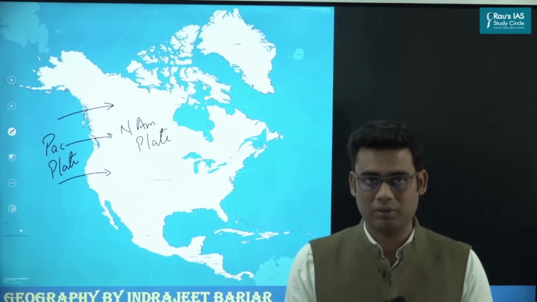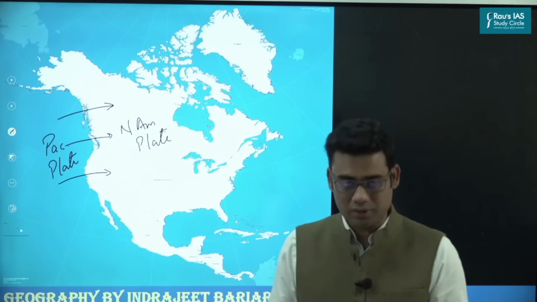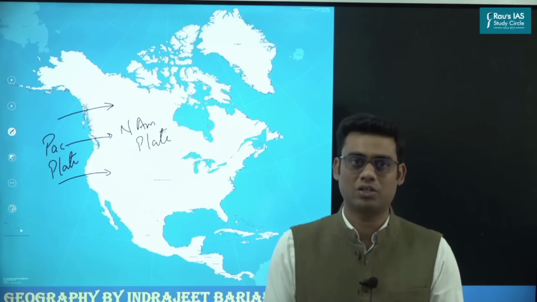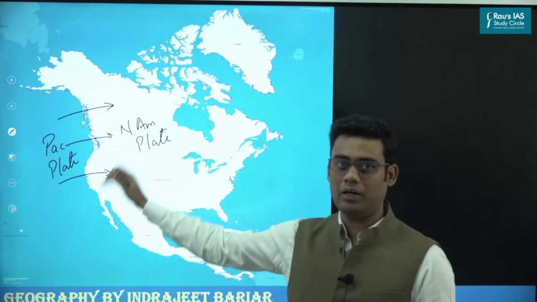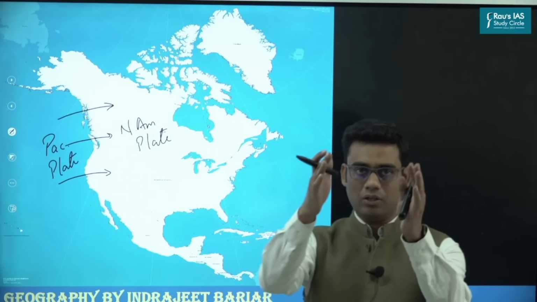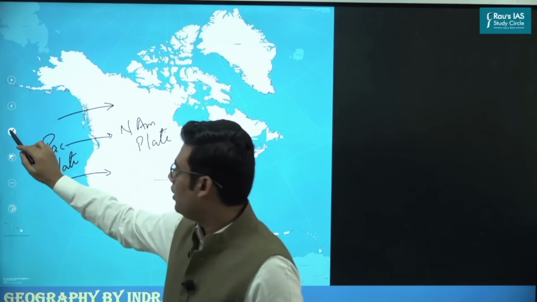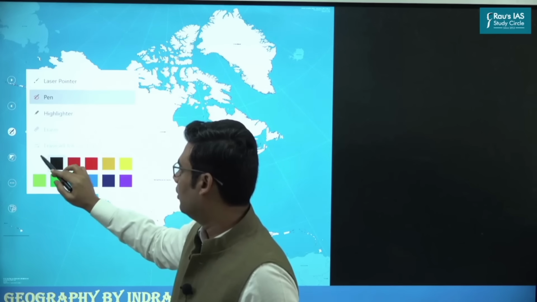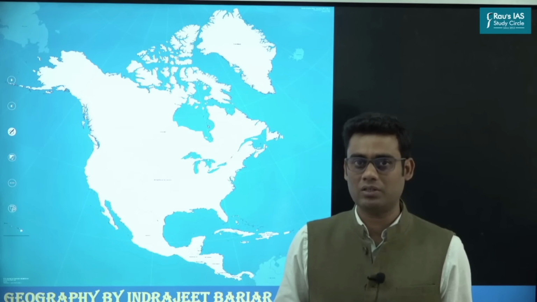convergence of the plates. Now, the whole of the Western Cordilleras, for study purposes, can be divided into two sections. One, what we call the Western Ranges, and another, what we identify as the Eastern Ranges. And these two ranges roughly run parallel to each other. So if we talk about these ranges one by one, first let's take up the Western Ranges.